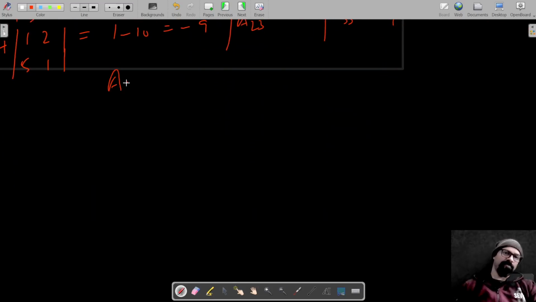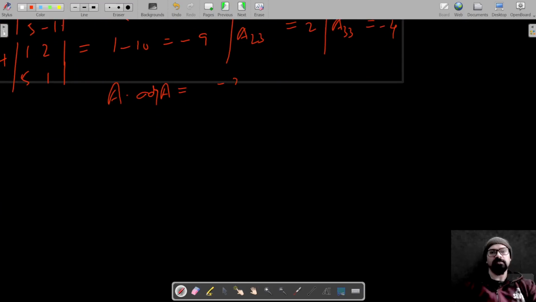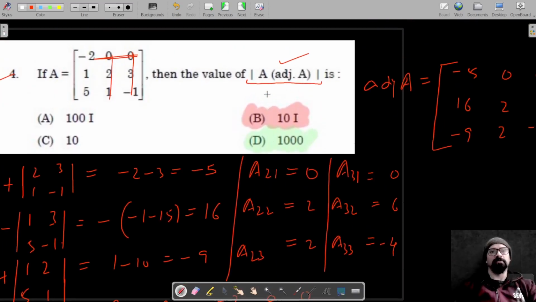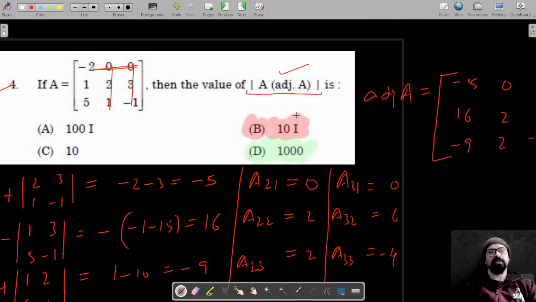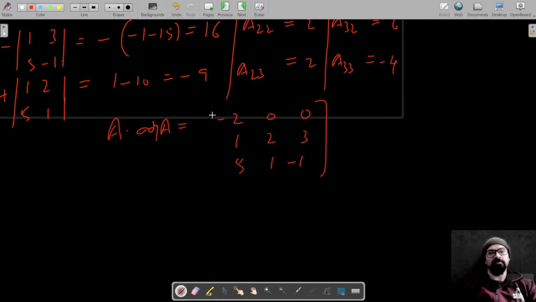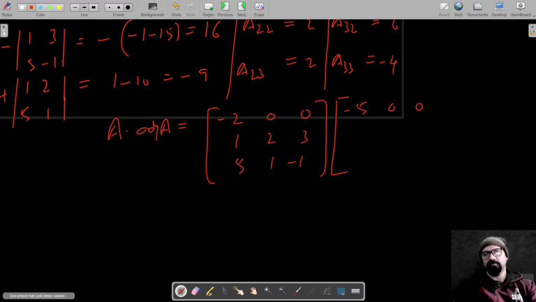Now let's find out the product of A into adjoint A. The A matrix is negative 2, 0, 0, and 1, 2, 3, 5, 1, negative 1. This is A, and we have to find its product with adjoint of A. So adjoint of A is negative 5, 0, 0, and 16, 2, 6, and then negative 9, 2, and negative 4.